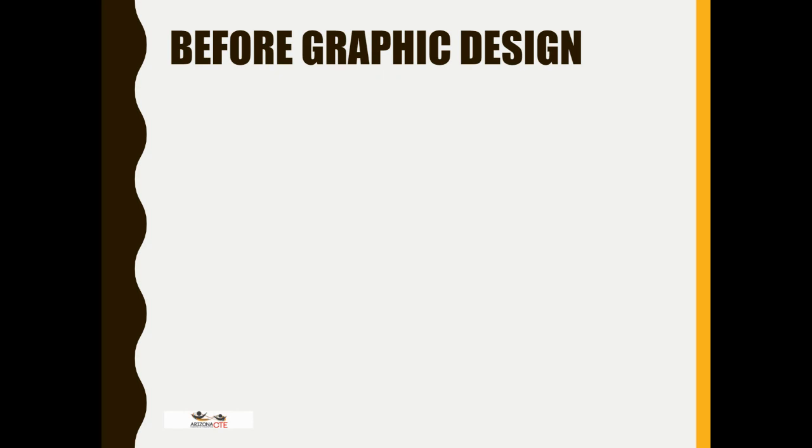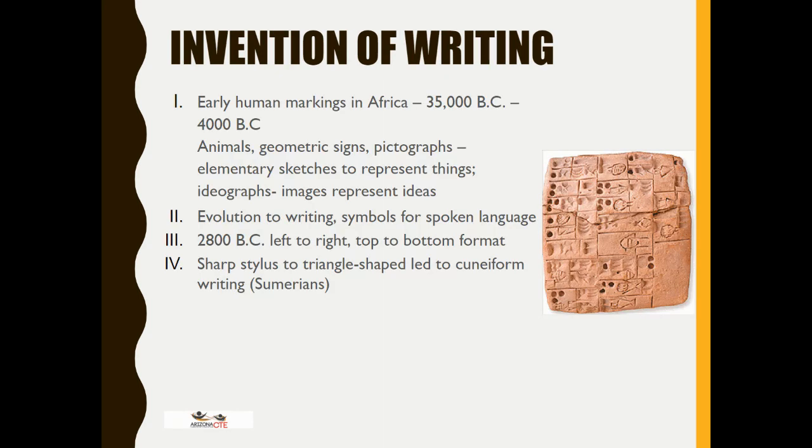So we're going to start before graphic design, right from the beginning. And we're going to start with kind of like the invention of writing. So early human markings were found in Africa in 35,000 BC. So long, long time ago. They had animals, geometric signs, pictographs. They're very elementary sketches to represent certain things.